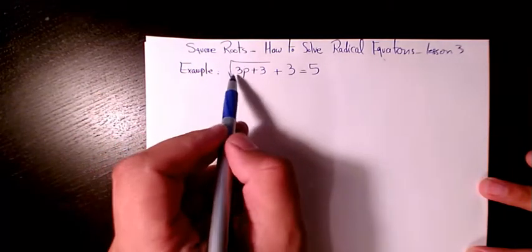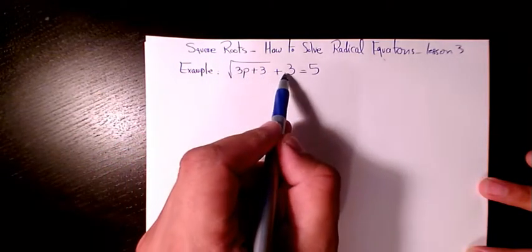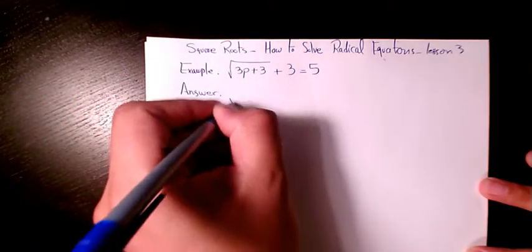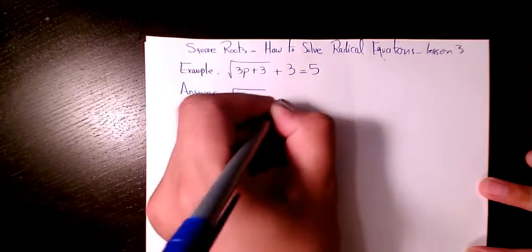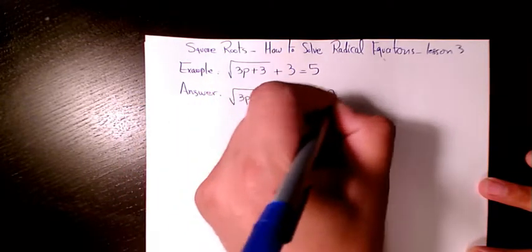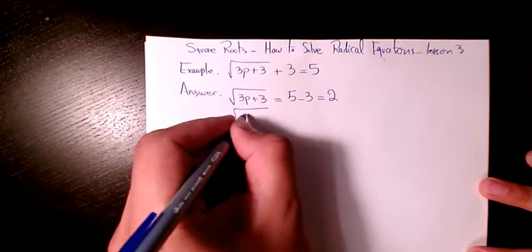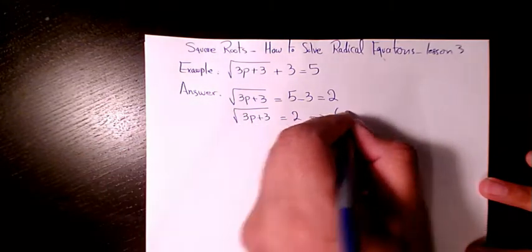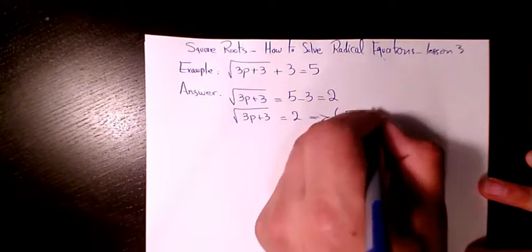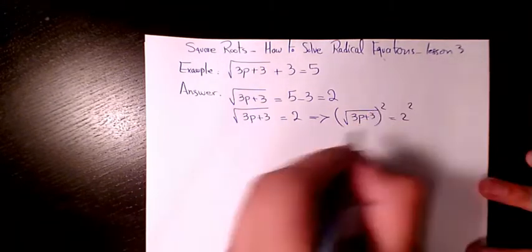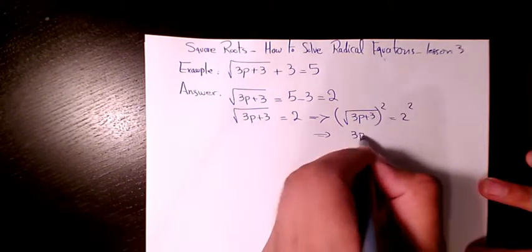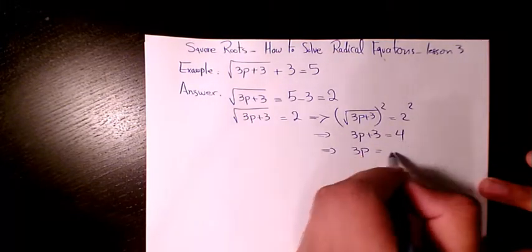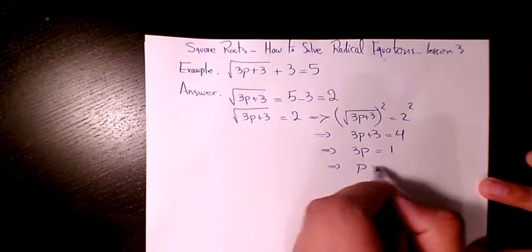So the first example is the square root of 3p plus 3 equals 5. The answer will be: the square root of 3p plus 3 equals 5 minus 3, which is 2. Then the square root of 3p plus 3 is 2. We square both sides. So that will be 3p plus 3 equals 4. So it's going to be 3p equals 4 minus 3, which is 1. And p will be 1 over 3.